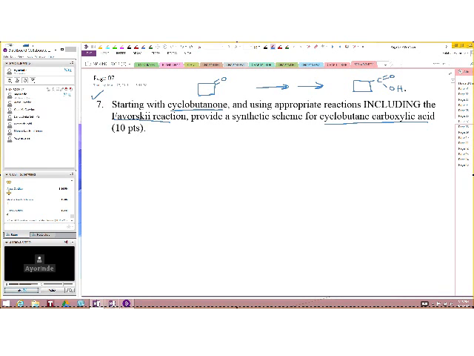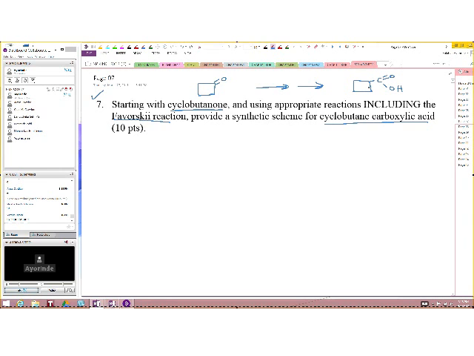Now, they told us we have to use the Favorskii reaction. If we have to use the Favorskii reaction and make this product here, does anybody have an idea where this product will come from? How many carbon atoms will be in that starting material?